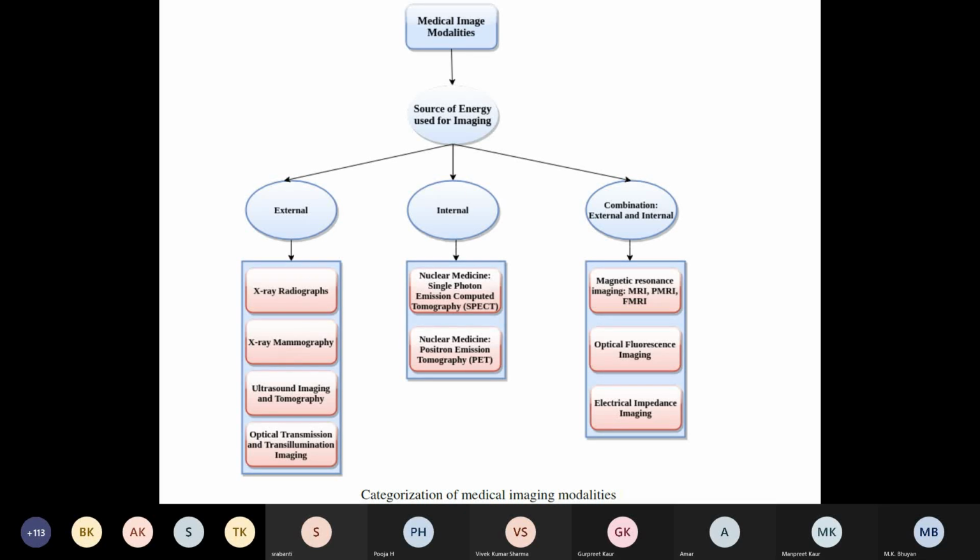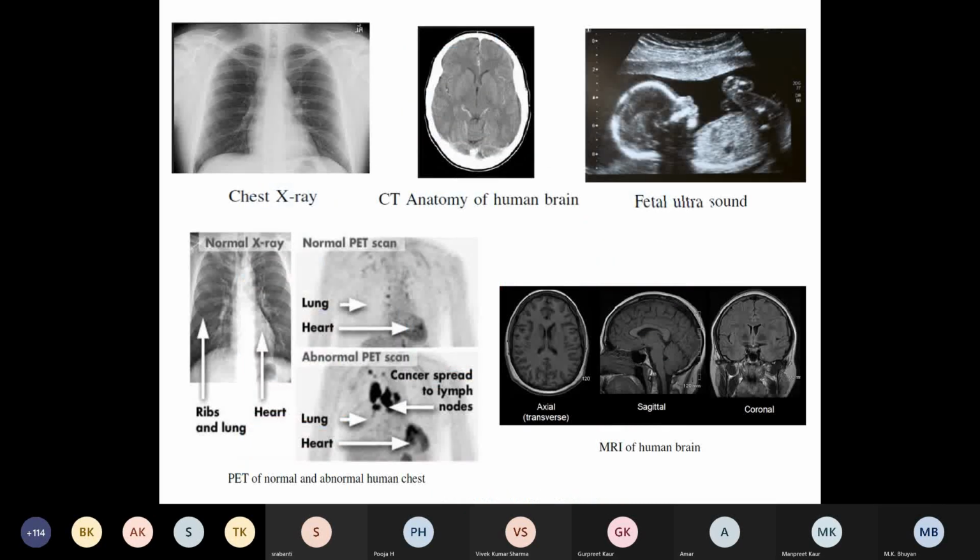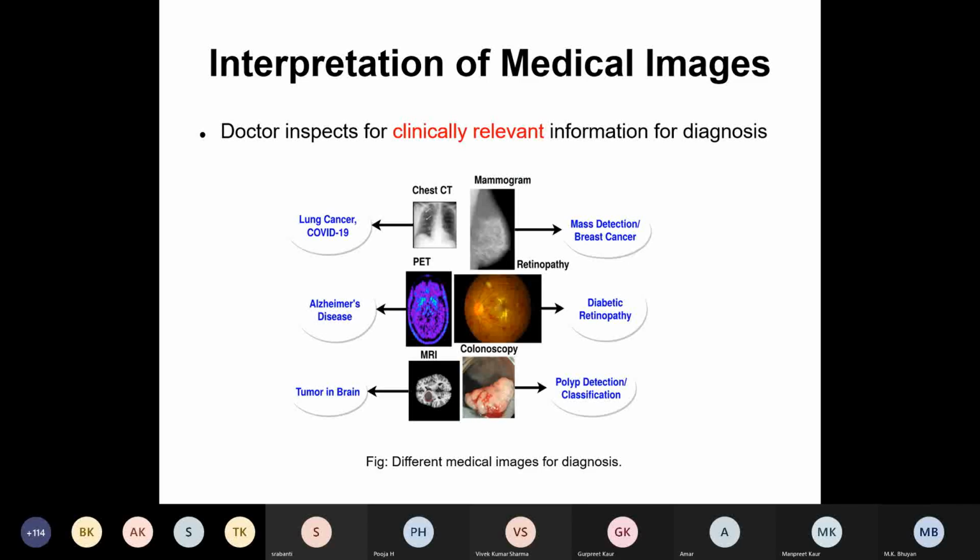So these are the biomedical images: the chest X-ray, CT anatomy, brain images, ultrasound images, the PET images, and MRI brain images. So all these images you can see. And the interpretation of the medical images is very important. In the first, you can see the chest CT image for lung cancer or COVID-19 detection, the mammograms for breast cancer, diabetic retinopathy, Alzheimer's disease, tumor detection in the brain, or polyp detection in the endoscopic images, colonoscopic images, or videos. So different medical image interpretation is very important.